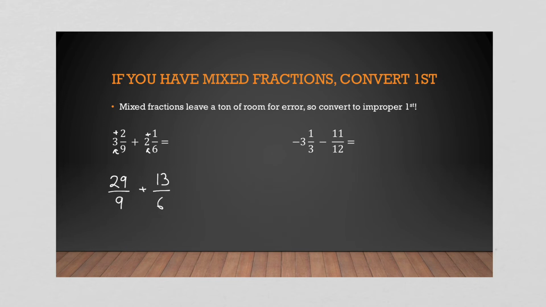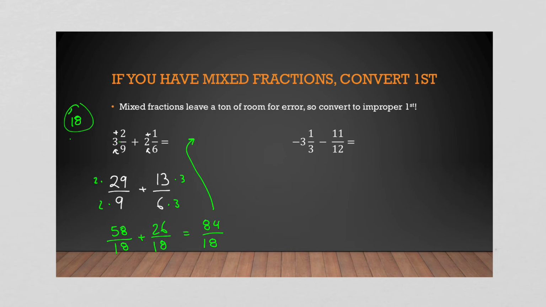We've seen these numbers before. They have a common denominator of 18. So times 2, times 2, times 3, times 3. Multiplication table might be handy in this. We'll talk about it in class. So 58 over 18 plus 26 over 18 gives us 84 over 18.